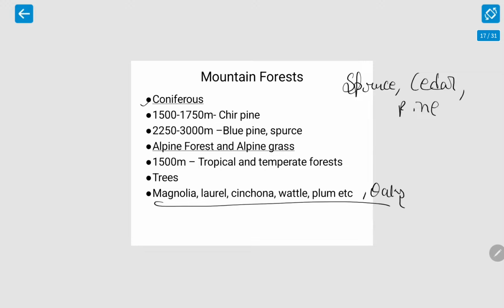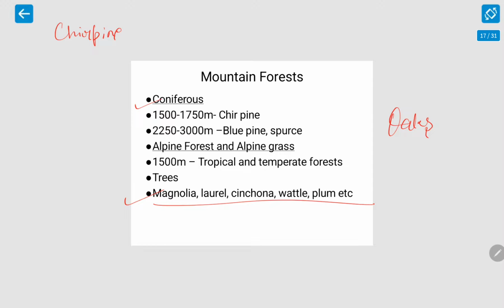Now let me tell you some of the uses of these also. The tree which we are going to discuss is chir pine. Chir pine is used for extraction of resin and turpentine. Resin is something released when the plant gets injured. This is a secretion which is released. It is useful also for making organic compounds. Turpentine is a thinner, which is used for making paints. You might have heard about it also, thinner.